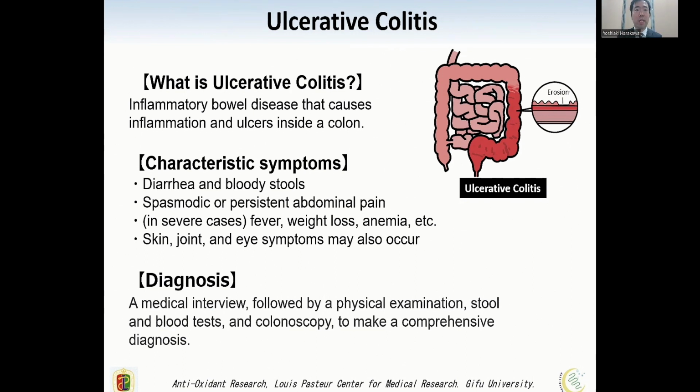When ulcerative colitis is suspected due to symptoms such as mucus and bloody stool, the physician first conducts a medical interview, followed by a comprehensive diagnosis through physical examination, stool and blood tests, and colonoscopy. The colonoscopy examines the mucosa of the colon for typical lesions, and the stool and blood test checks whether there is inflammation caused by other diseases, such as colitis caused by bacterial infection.